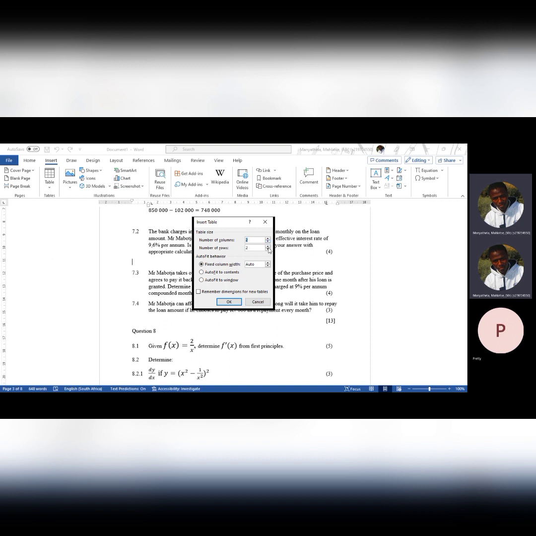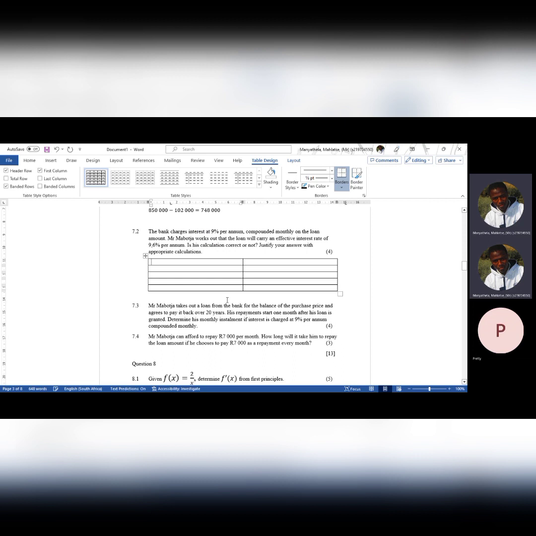Two columns and 5 rows. Let me just add 5 rows. Okay. If they say it's compounded monthly, then it means it's 12 months.